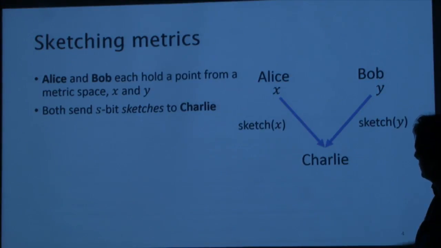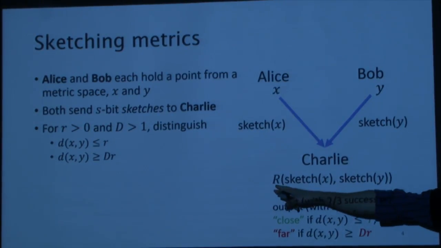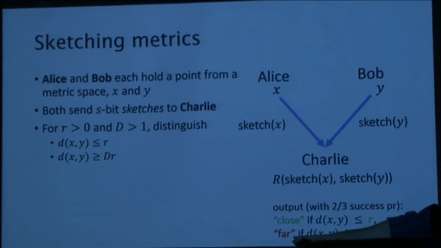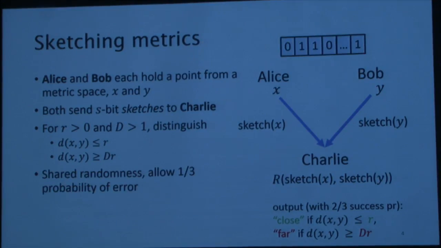We want to send this sketch to Charlie so that Charlie can solve the following decision problem, namely running some algorithm, let's call it R, on these two sketches, and it outputs close if the distance is less than some threshold R, and it says far if the distance is more than approximation times R. Big D for us will be the approximation factor, which we think is bigger than 1. So we need to distinguish between these. And we allow some randomness. This will be shared randomness, so we have access to a fully random string. We need to do this with success probability of 2/3. Okay, so this is the formal problem.